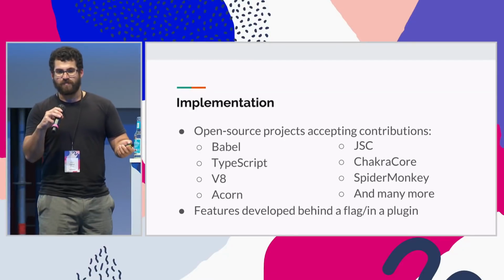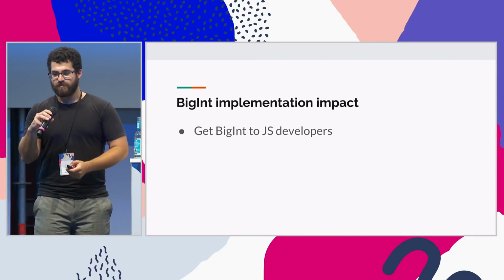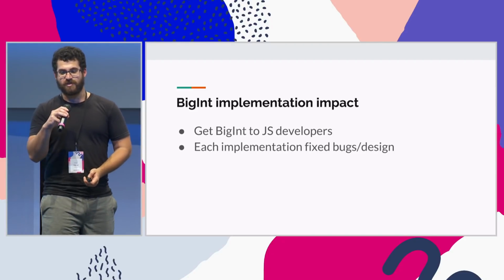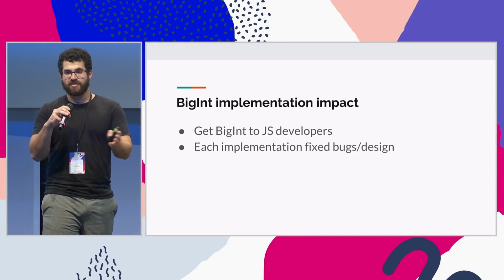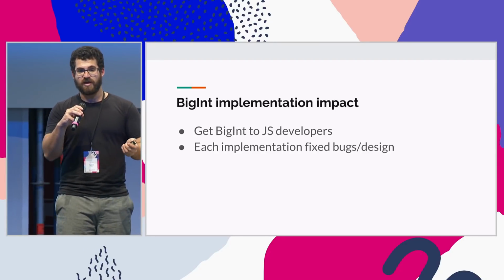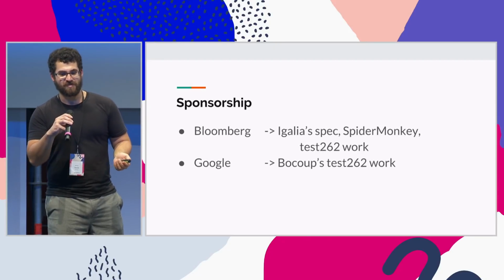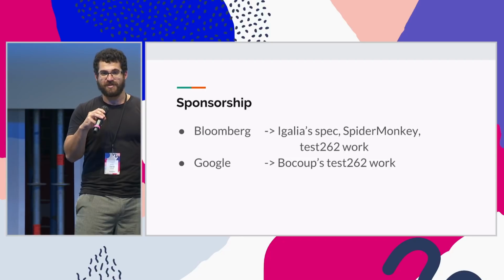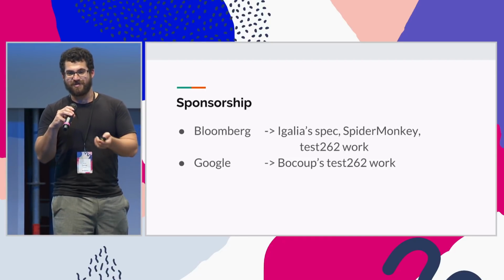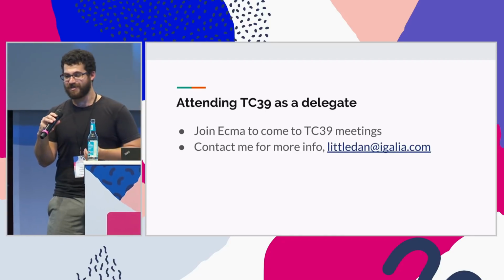It's also welcome to implement things, so you can contribute to lots of different implementations of JavaScript. And through implementations, it's not just about getting JavaScript to developers, but all these 3 implementations of BigInt that are in progress or complete contributed to the design of the feature. It's also possible to, if you're not able to do this development yourself, companies like Bloomberg and Google sponsor work to push these things forward.